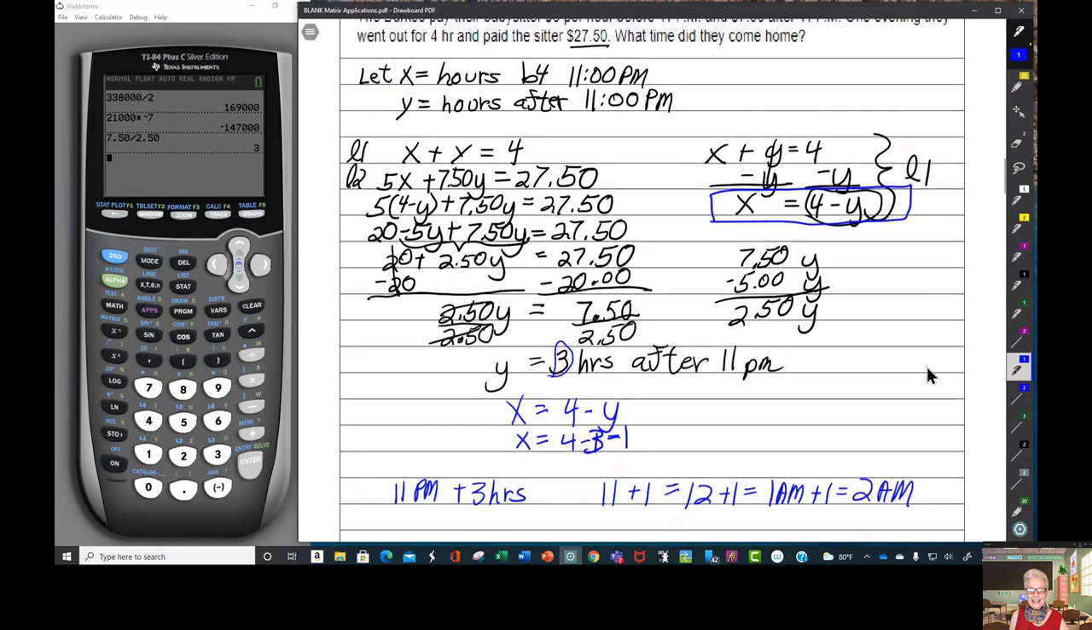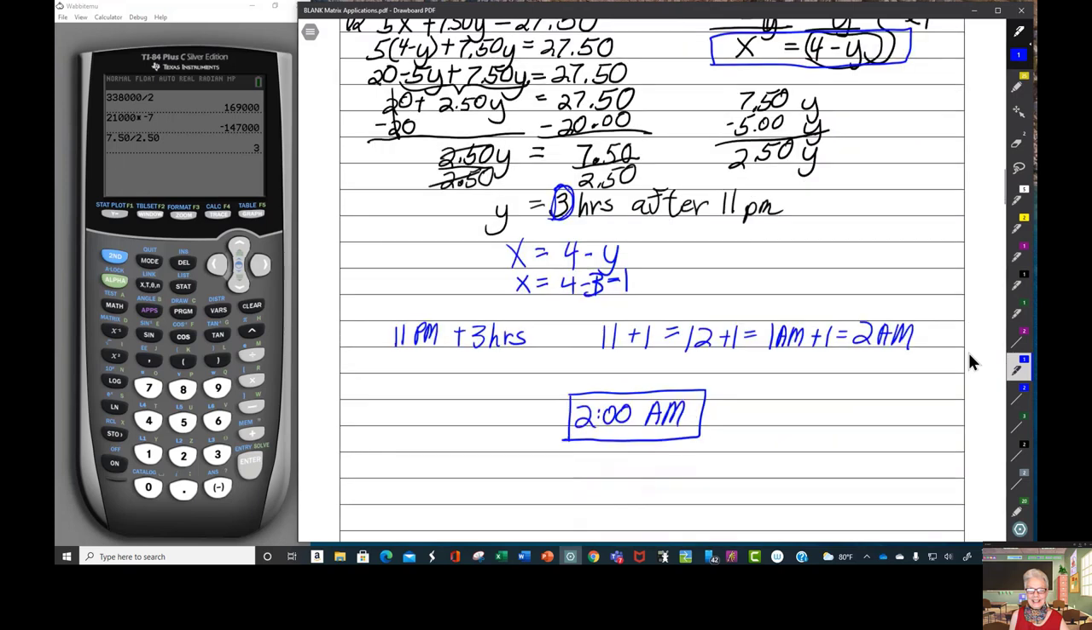So this is the real tricky part. Whether you use elimination or whether you use substitution, you can come up with the answer 3. But by the time you get there, you may have forgotten the question, which isn't solve for x and y, it's what time did they come home? Which means you have to translate the hours after 11 into time on the clock. Presumably not military time. 1400. Although you could get military time first. No, you couldn't, because it's at night. Oh well, I tried. Anyway, 2 a.m., and I hope they had a wonderful time.